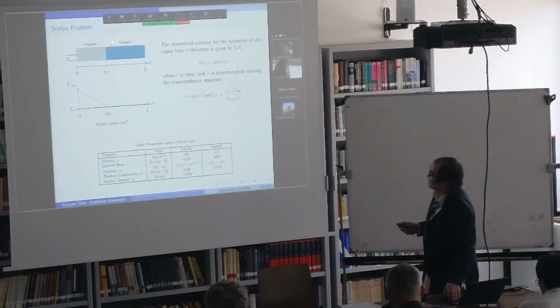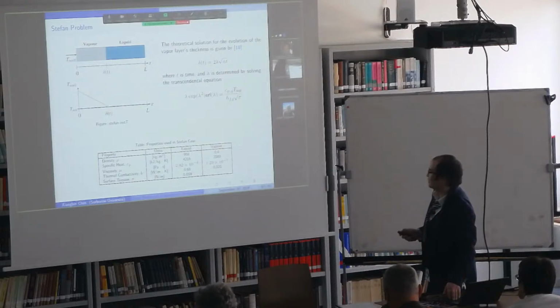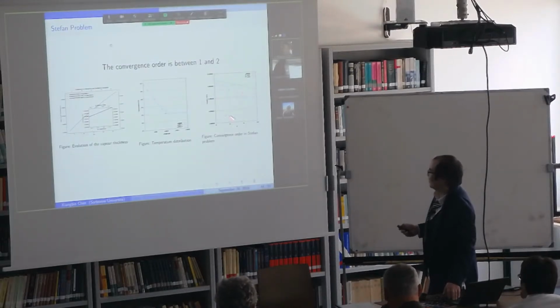For the phase change test cases, the first one is the Stefan problem, which is a 1D problem. You have vapor on the left, liquid on the right, and you have a constant temperature boundary condition on the left. The temperature distribution is like this, and the horizontal line is the saturation temperature. For this problem, there is an analytical solution, and we compare our result with the analytical solution on the left, and the final result is first order.